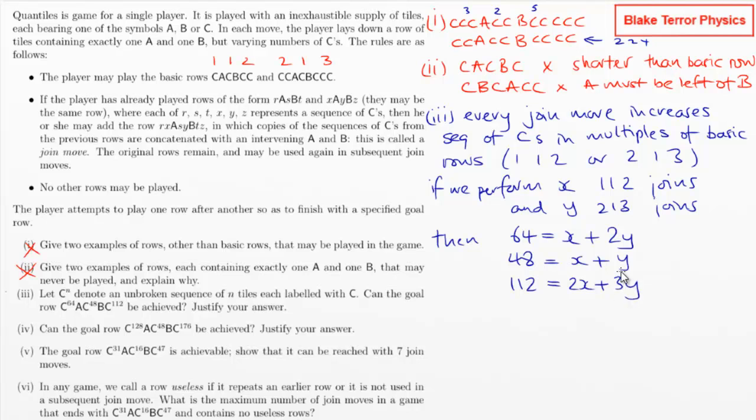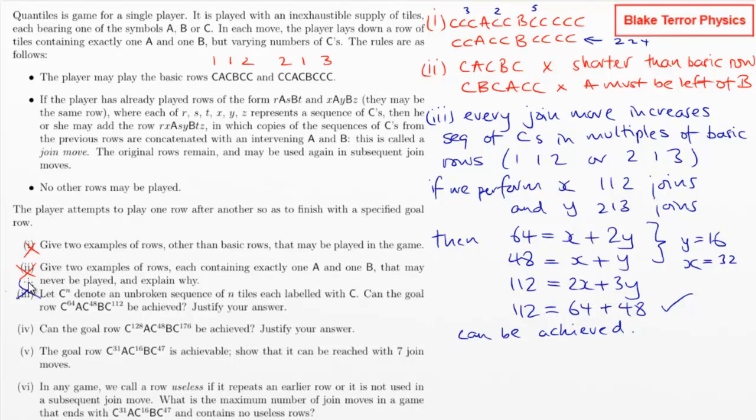Okay. So from the first two, we can see then that Y equals 16, which means that X is going to be 32. So does that satisfy the third equation? So 112 equals 64 plus 48, which is fine. So yes, it can be achieved. Oh, that was a nice little thing to work out.